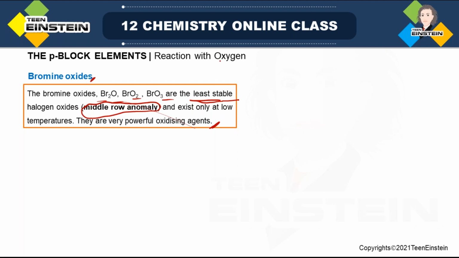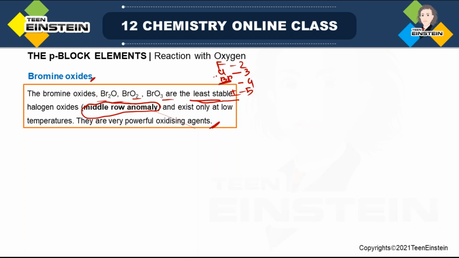Now, why is it middle row anomaly? See, F, Cl, Br, I. F is from second period, chlorine third period, this is fourth period, iodine. So in the middle portion, we have bromine. That is why we are calling it middle row anomaly, because this anomaly is only for bromine.